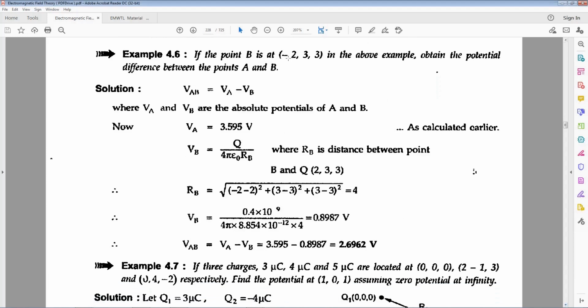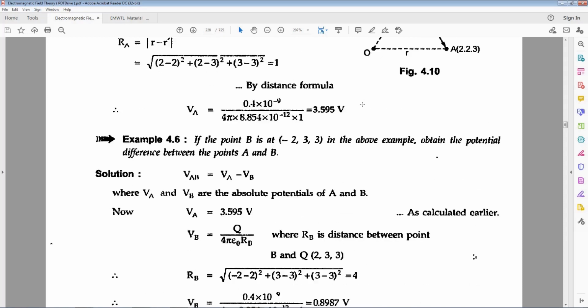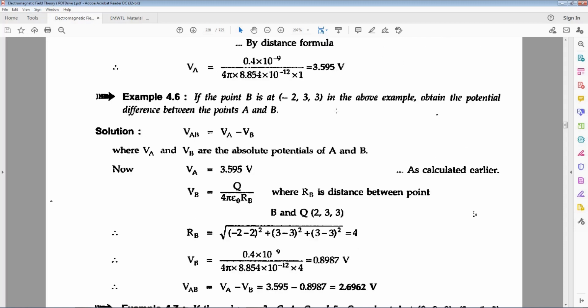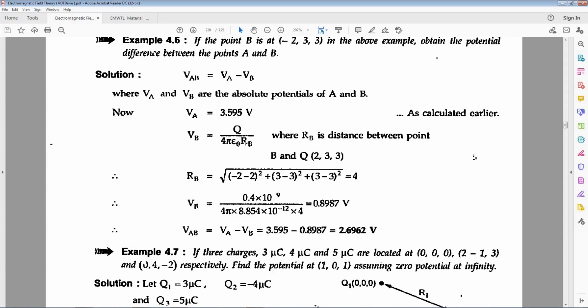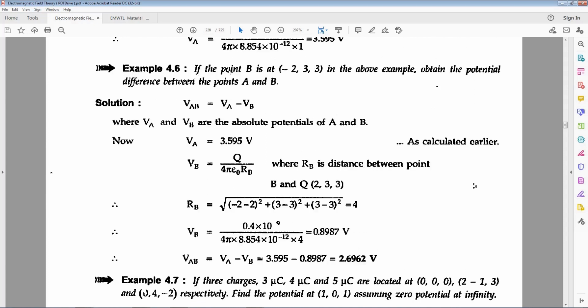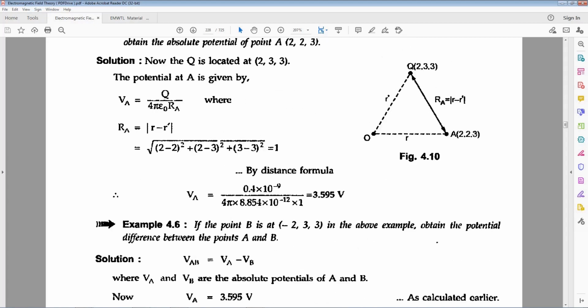Coming to the next example. If a point B is at minus 2, 3, 3 in the above example, find the potential difference between the points A and B. Now, I told you that VAB is equal to VA minus VB. VA we already found as 3.595, and now we can find VB. VA is equal to 3.595. What is VB? Q by 4 pi epsilon naught RB. B is now given as 2, 3, 3. In the previous example, A was 2, 2, 3.